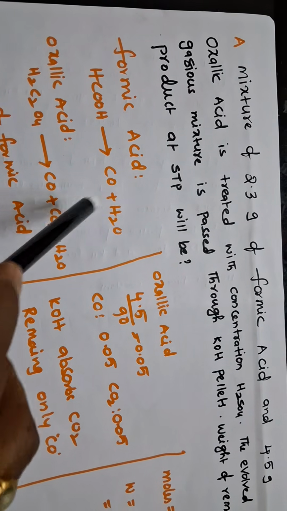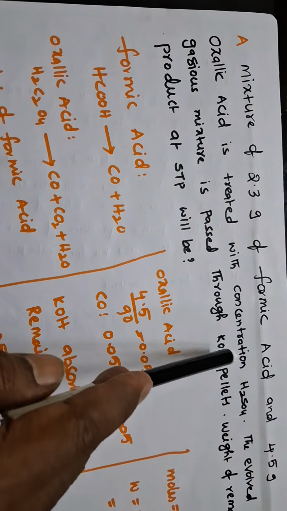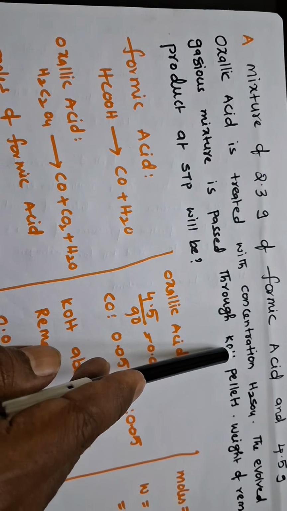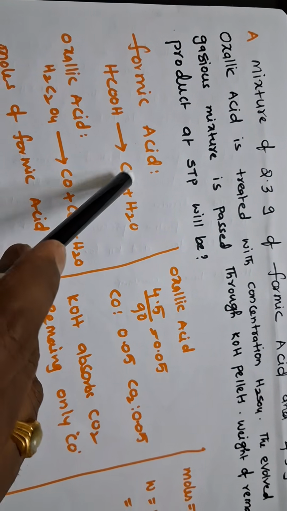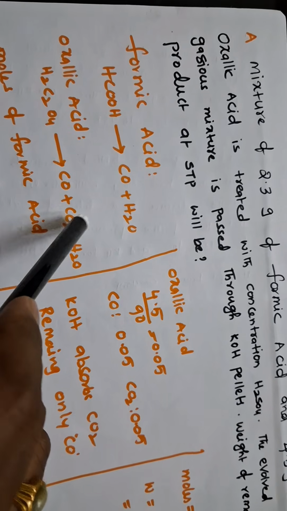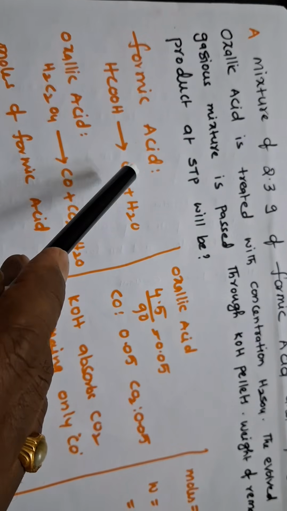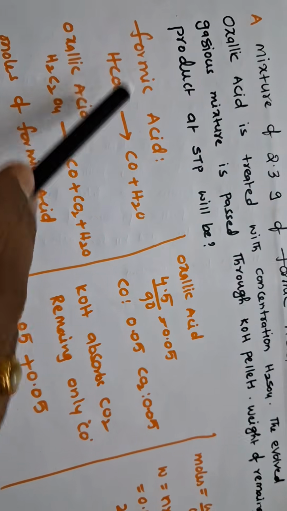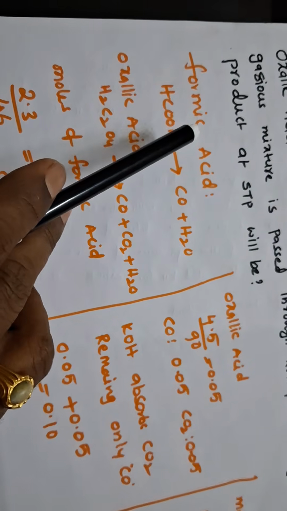So if you pass these mixtures through KOH pellets, the nature of KOH pellets is they will absorb only carbon dioxide. They will not absorb carbon monoxide. So when they absorb carbon dioxide, which one will remain? Carbon monoxide will remain. So they are asking the weight of that remaining product. So this is a solution for this.